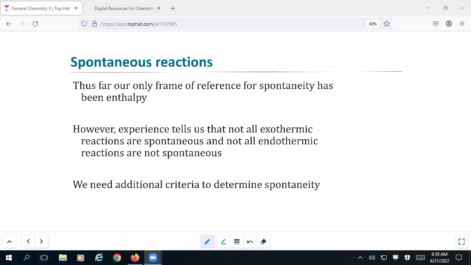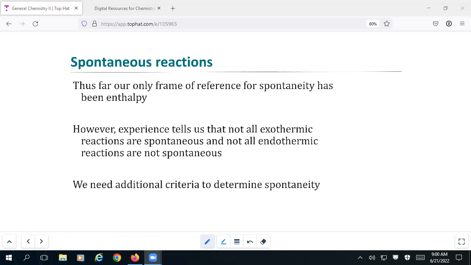So, thus far, we haven't really talked a whole lot about spontaneity, but the only frame of reference we've had for spontaneity has been enthalpy. And what we've noted just observationally is that most of the time when things are exothermic, they're also spontaneous. If you go through most of the examples that we looked at, almost all of them had delta H values that were negative. If you look at everything that we did in the lab, all of those had negative delta H values when we were looking at it from the reaction perspective. There's something to that. But it's not the whole story, because we could point to certain processes that are endothermic in nature and yet are still spontaneous.